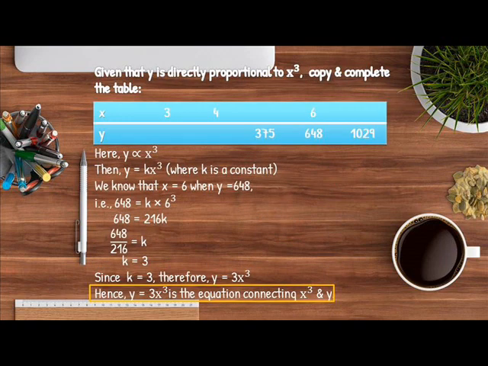Given question says y is directly proportional to x cube, copy and complete the table. Well, you can see over here that 6 against 648, that is the only piece of information that is complete. That is, we have both the values of x and y, and all the other values are missing. When we have the values of x, that is 3 and 4, the values of y are missing, and when we have the values of y, that is 375 and 1029, the values of x are missing.